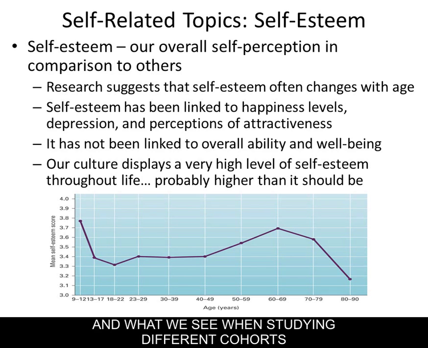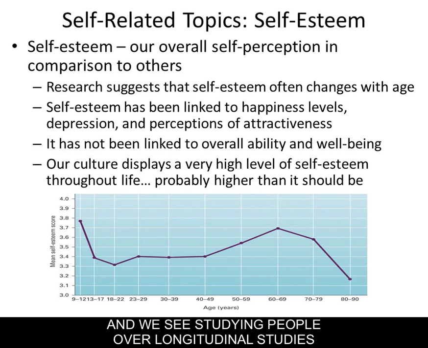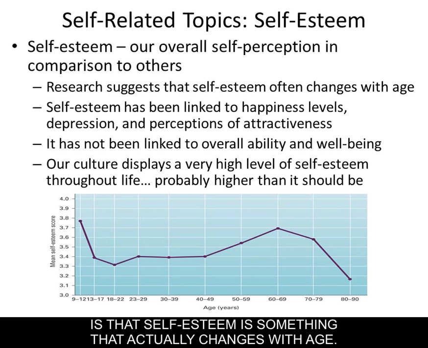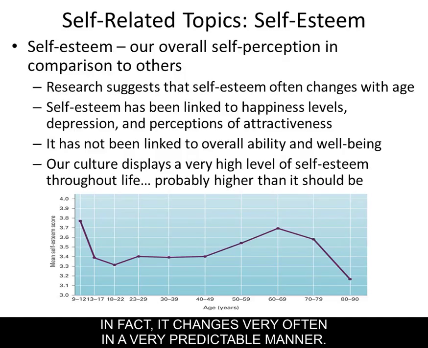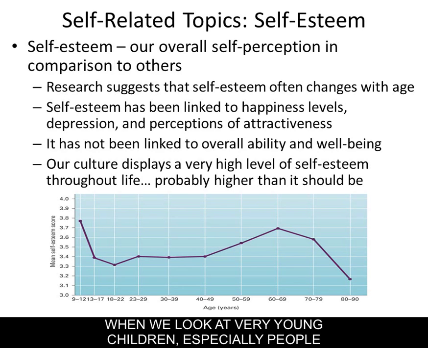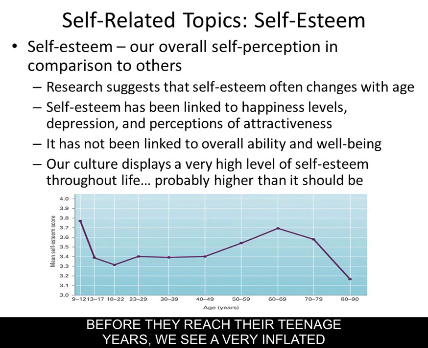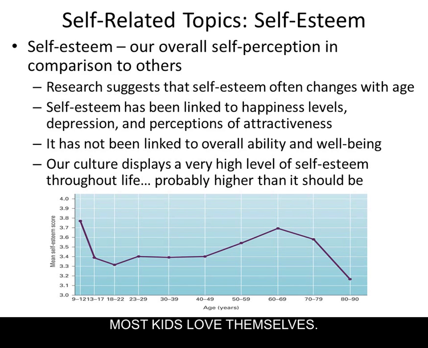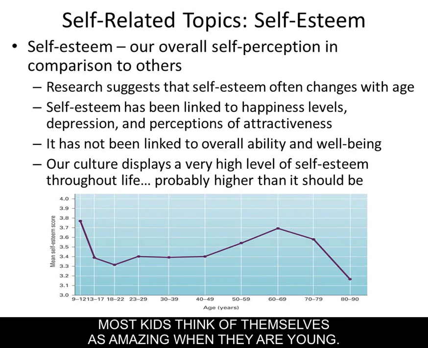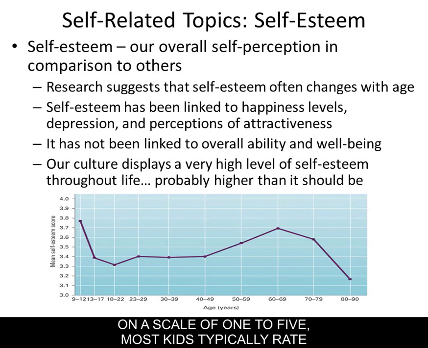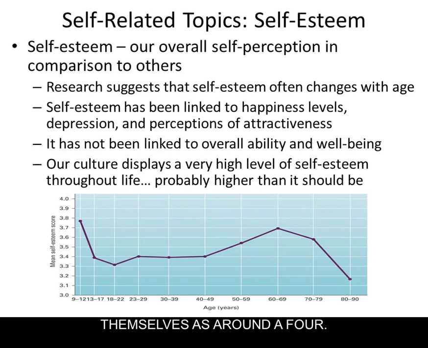And what we see when studying different cohorts, and when studying people in longitudinal studies, is that self-esteem actually changes with age. In fact, it changes very often in a very predictable manner. When we look at very young children, especially before they reach their teenage years, we see a very inflated sense of self-esteem. Most kids love themselves. Most kids think of themselves as amazing when they're young. On a scale of 1 to 5, most kids typically rate themselves at around a 4.